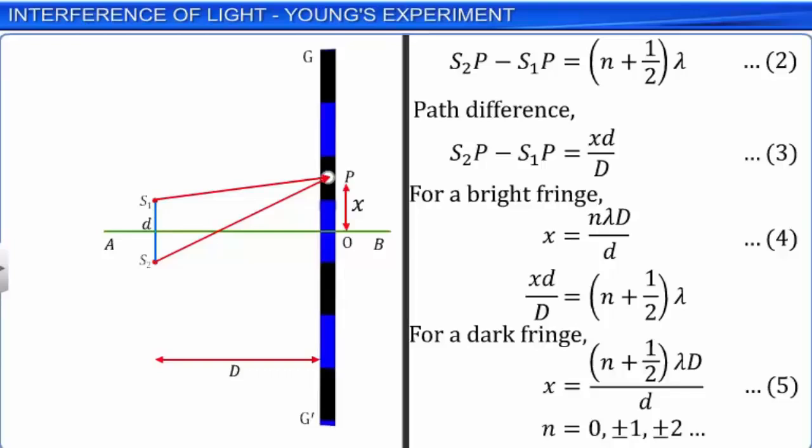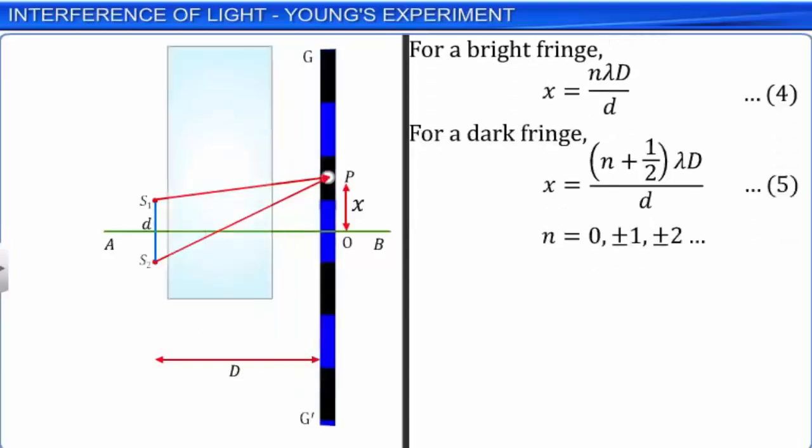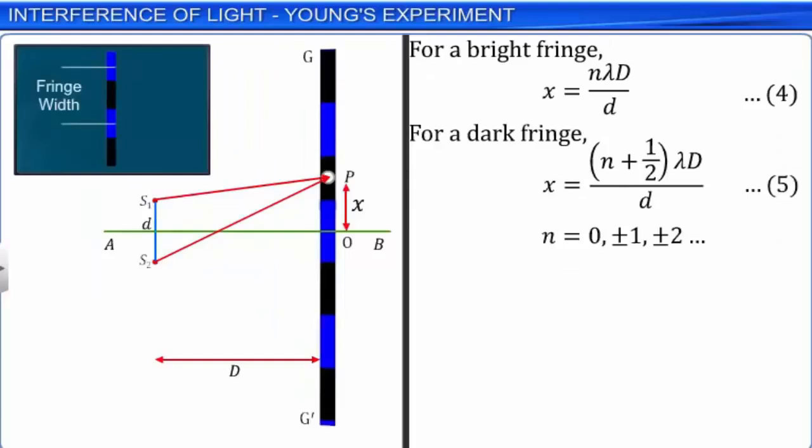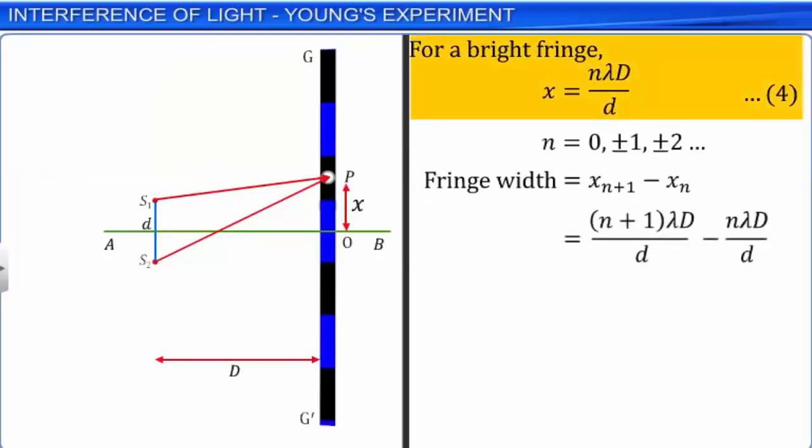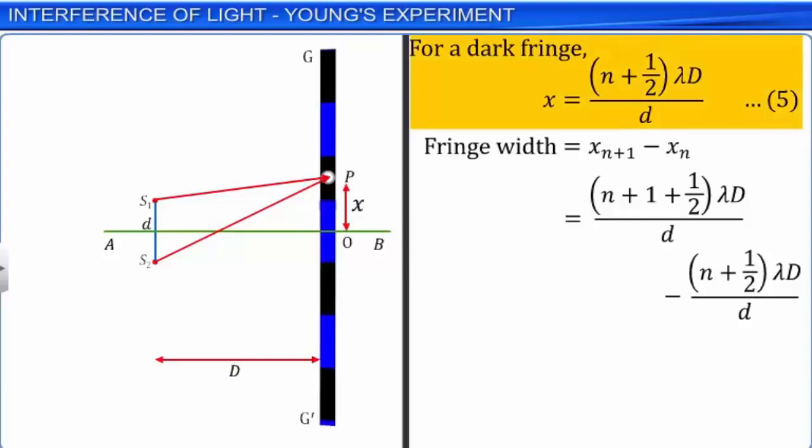The distance between the centers of consecutive bright fringes or consecutive dark fringes is called the fringe width. If xn and xn plus 1 are the distances of the nth and n plus 1th bright or dark fringes from the central bright fringe, then mathematically fringe width is equal to xn plus 1 minus xn. From equation 4, the fringe width for a bright fringe can be written as λD by d. From equation 5, the fringe width for a dark fringe can also be written as λD by d.